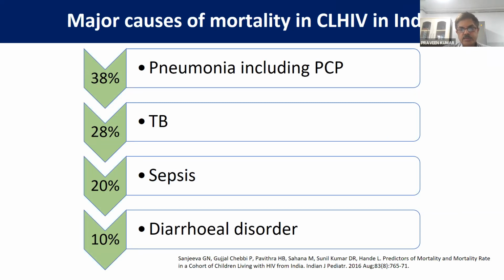So in the same study which we have shown you, it was also reported that of the mortality that happened in children living with HIV, 38% were due to pneumonia, including PCP, 28% because of tuberculosis, 20% due to sepsis, and 10% due to diarrhea.